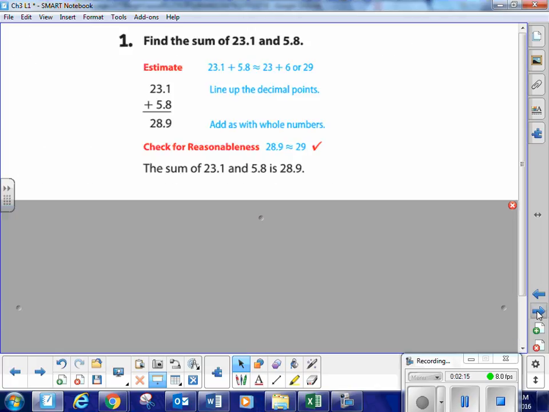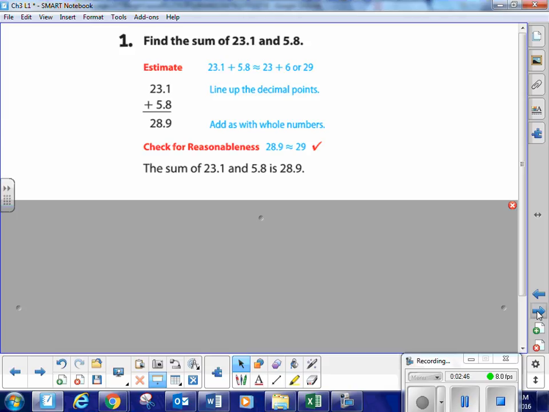If you know how to take notes in my class, you know that we do not actually write down the very first example problem if it is done for us. There is something to be said about reading. So here we're going to just look at the first example. It says, find the sum of 23.1 and 5.8. Since this is the first lesson that I've given, let's talk about what sum means. Sum is the answer to an addition problem.